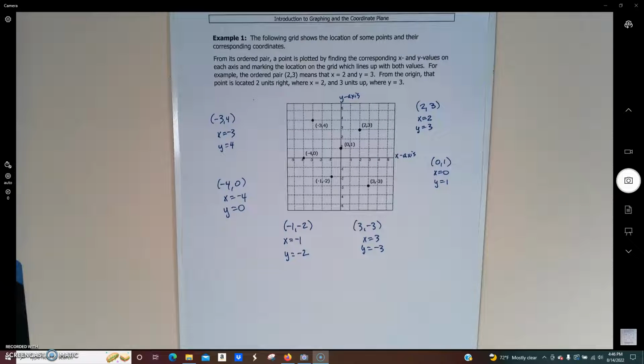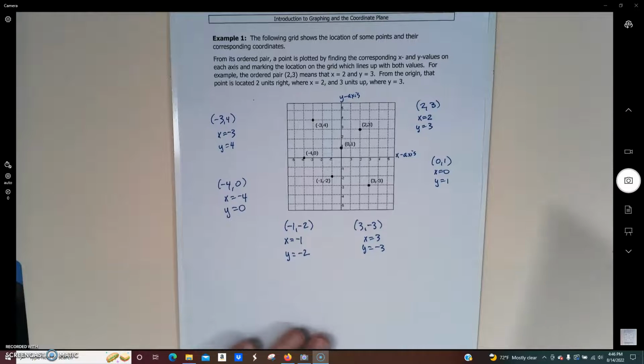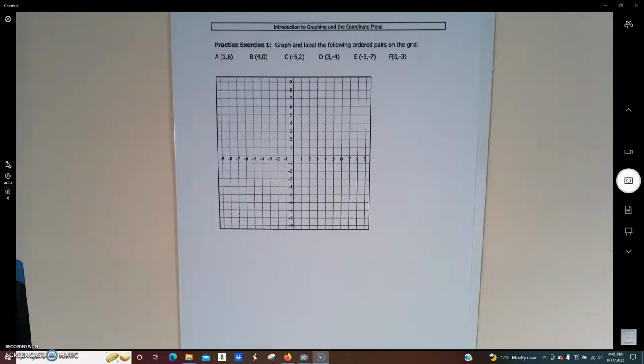There are a few examples you can work on. I'm going to place each of them under the camera for a few moments so that, again, if you want to take a snip or a screenshot, you can work on those, and then the next video will show the solution. So the first practice exercise is just plotting and labeling the points on the grid.